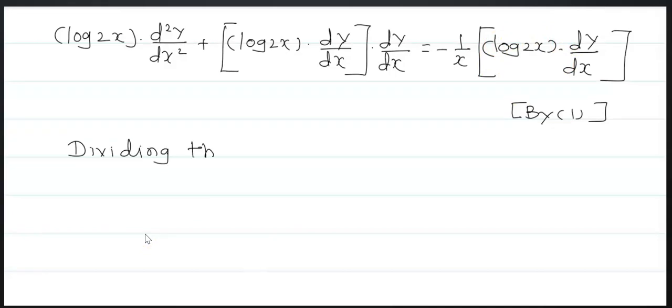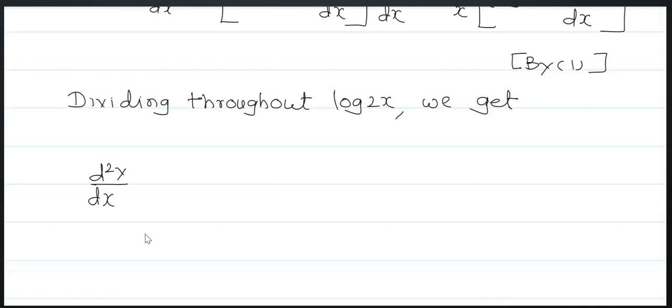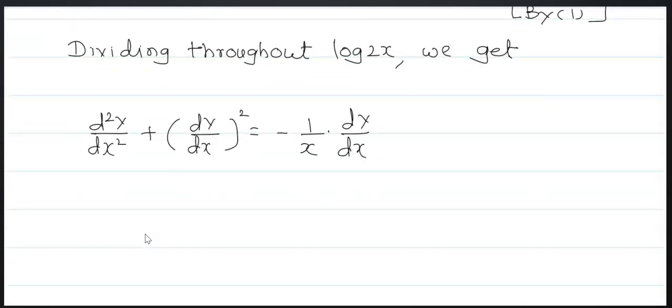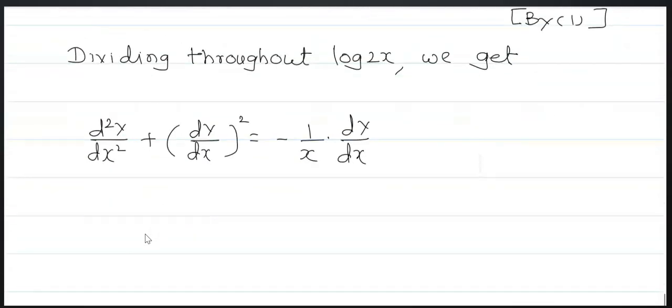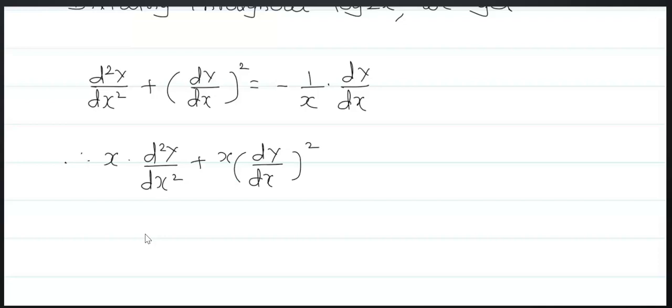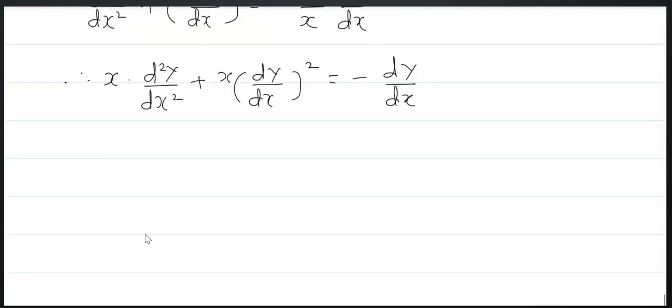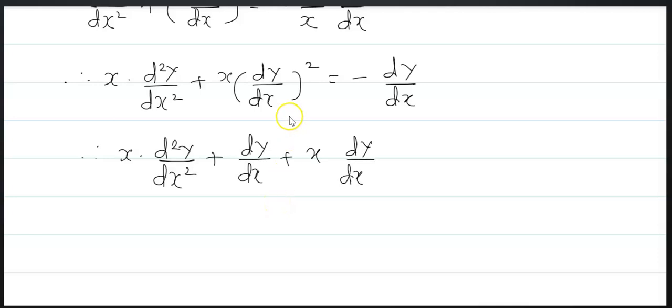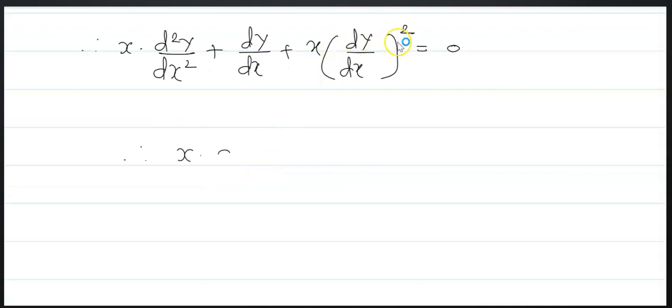Therefore, dividing throughout the whole expression by log of 2x, then you will get d2y/dx square plus (dy/dx) whole square is equals to minus 1 upon x into dy/dx. Multiply on both sides by x, then you will get x into d2y/dx square plus x into (dy/dx) whole square plus dy/dx is equals to 0.